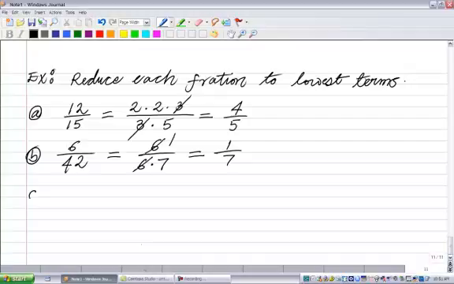C. What is 4 divided by 40? That should be easy, right? 1/10. What did I do? I divided the numerator by 4, I got 1. I divided the denominator by 4, I get 10, right? Any questions on reducing to lowest terms? Any questions?